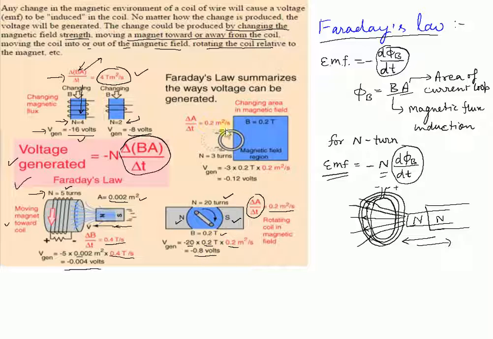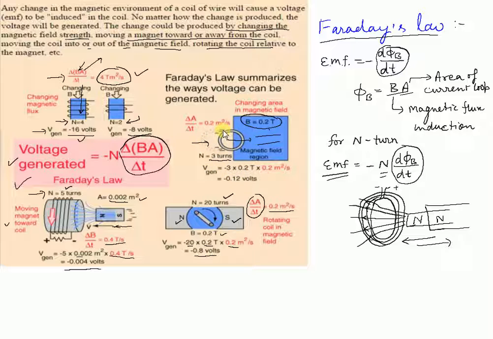Right, and the third one, now what we are doing, we are just moving the coil into and out of the magnetic field. This is our magnetic field, the strength of that is 0.2 tesla. This is a coil of N equal to 3 turns. Area per unit time is equal to 0.2 meter square per second. This is it when we move this coil inside the magnetic field.